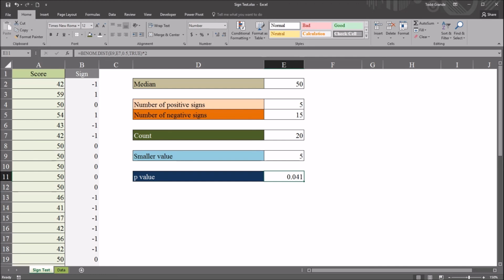0.041. So if we have an alpha, in this case, of 0.05 or 5%, we would reject the null hypothesis here because the probability value is 0.041. It's less than 0.05. So we would reject the null hypothesis that the difference between the medians is 0.